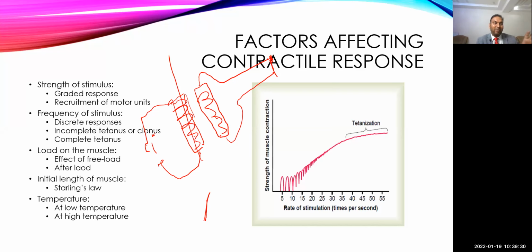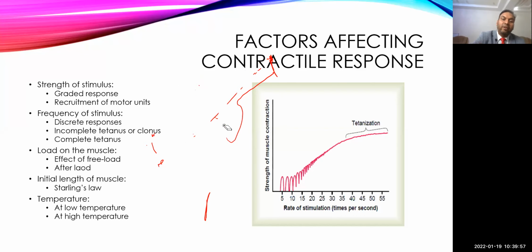When the force of contraction becomes a little bit more than the actual weight of the object which I am going to lift, then only the muscle will change its length. Okay, this is how the recruitment phenomenon works. When you are lifting a smaller object, fewer motor units will activate. When you are lifting a heavier object, then more motor units will be recruited. Okay, so this is how the strength of the stimulus and motor units work to increase the strength of muscle contraction. Then the second phenomenon is the effect of frequency of the stimulus.